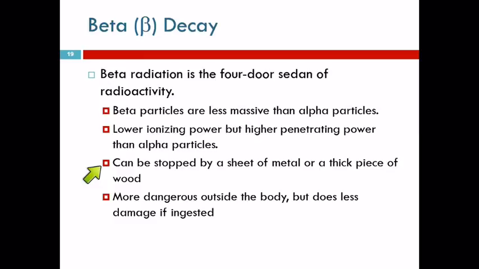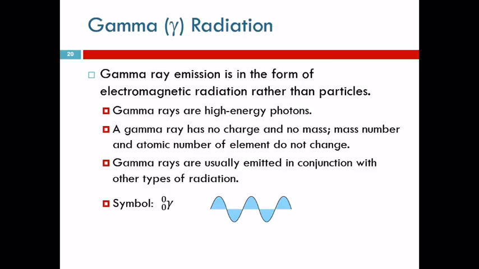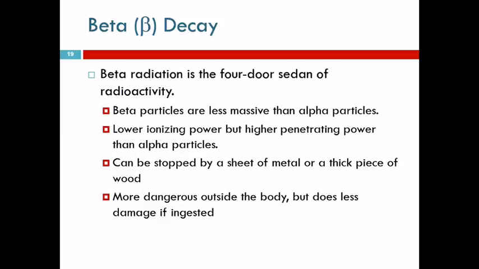So piece of paper, thin t-shirt, not going to stop this. But a sheet of metal or a thick piece of wood could stop it. So this is more dangerous outside the body than the alpha because it can get through your cell walls and stuff much more easily. But it's less damaging if ingested than the alpha particles because its ionizing power isn't as great.